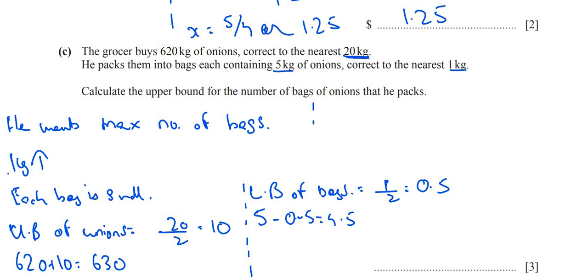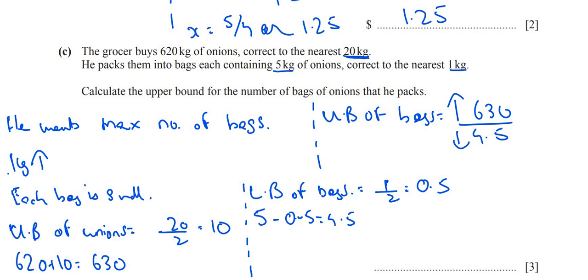So in order to find the upper bound of bags, we will do 630 divided by 4.5. This needs to be high, this needs to be low, so your answer will be maximum. So our answer is 140. So he will need 140 bags.